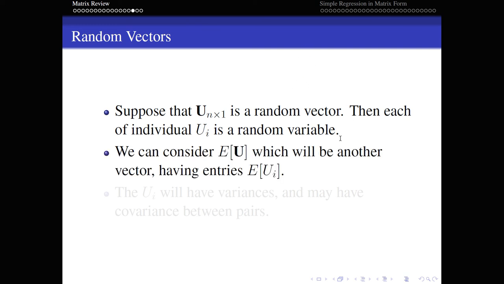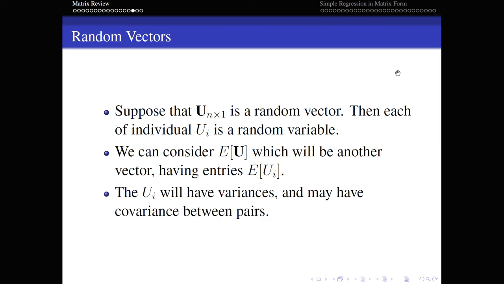Now, the expected value of this random vector is another vector, and the expectation of the vector itself is just the listing of the expectations of each of the elements in the vector. Recall that expected value is just the mean, except for random variables, it's the mean of the random variable.